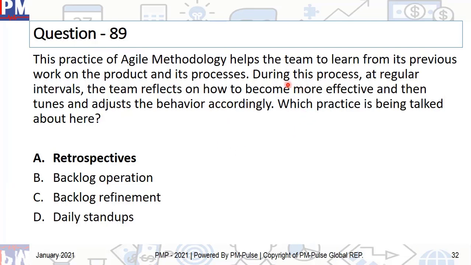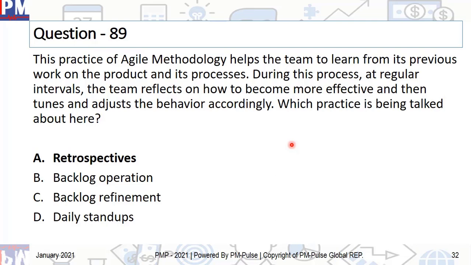Basically, what are we trying to do here? During this process, at regular intervals, the team reflects on how to become more effective. This is basically done in Agile after the finishing of an iteration or a sprint. Even after the demo. So after the sprint, you have the deliverables, and the deliverables are validated by the product owner or by the customer or a combination of both. And that's called demo or a sprint review or an iteration review.